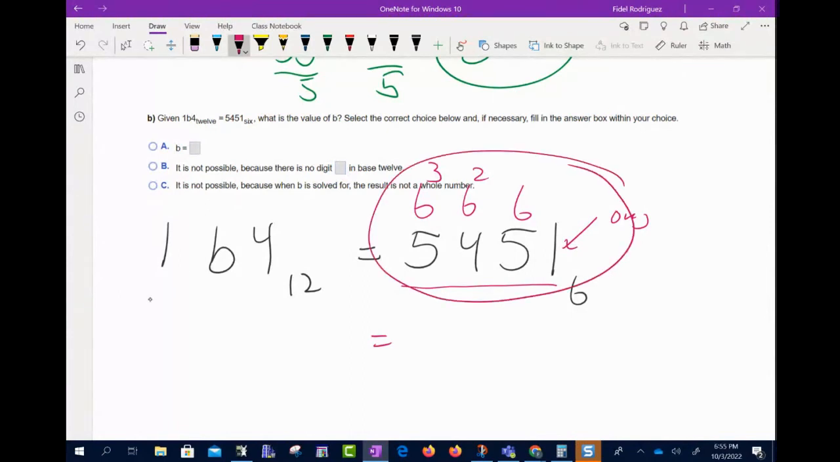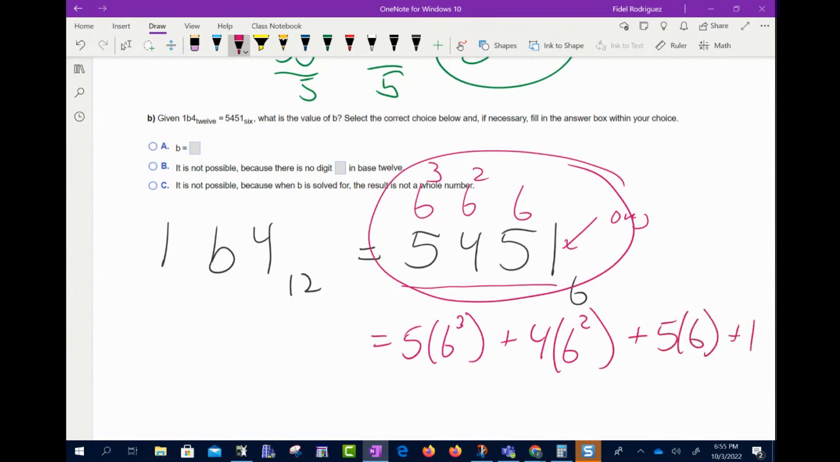So what I'm going to do is figure out what number this is in base 10. I'm going to say this is 5 times 6 to the third plus 4 times 6 squared plus 5 times 6 plus 1.